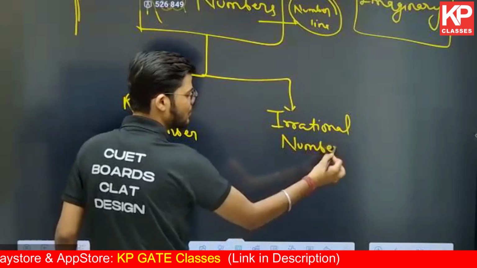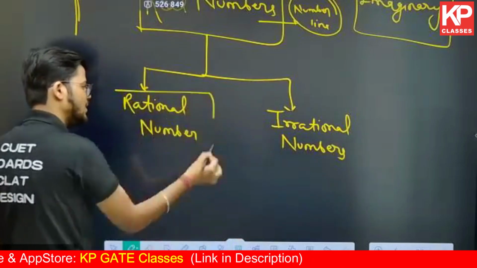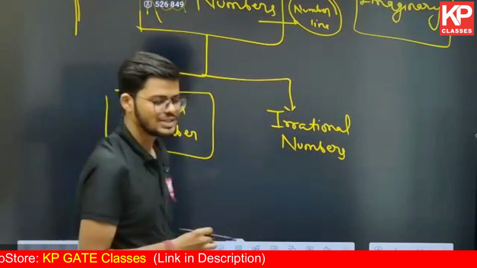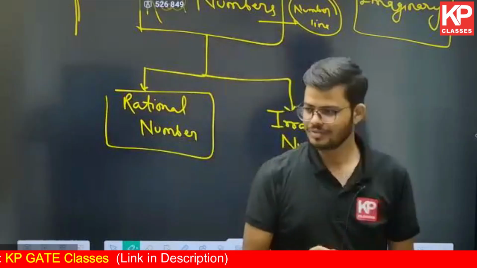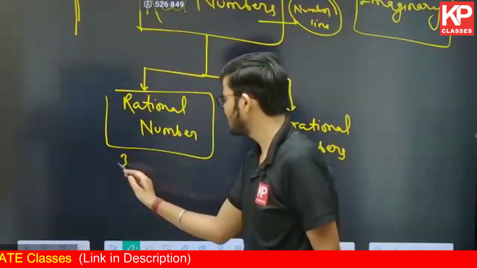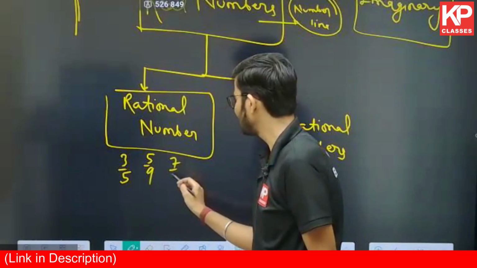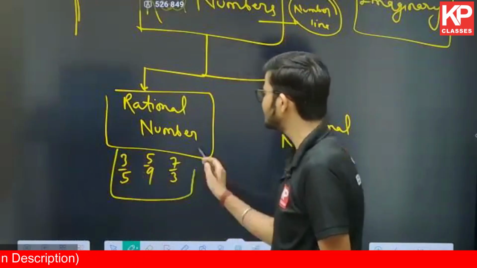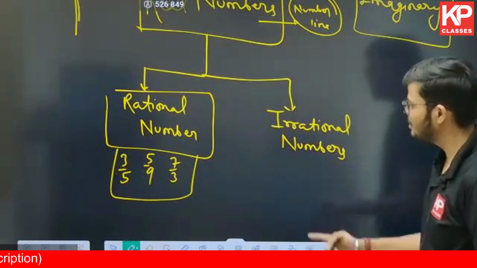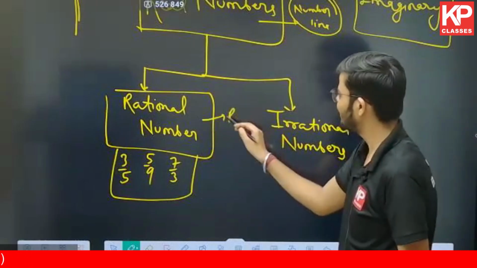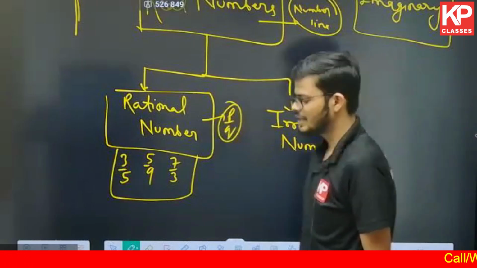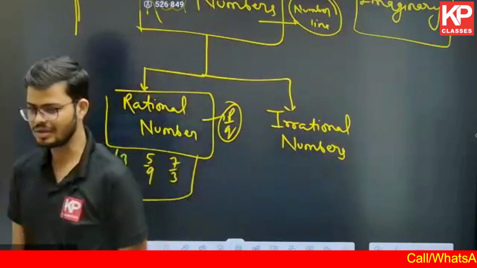Rational numbers are going to be those numbers which can be denoted in the form of, for example, 2.3, 3 by 5, 5 by 9, 7.3. These are the examples of rational numbers which can be denoted in the form of P divided by Q. These are the rational numbers.